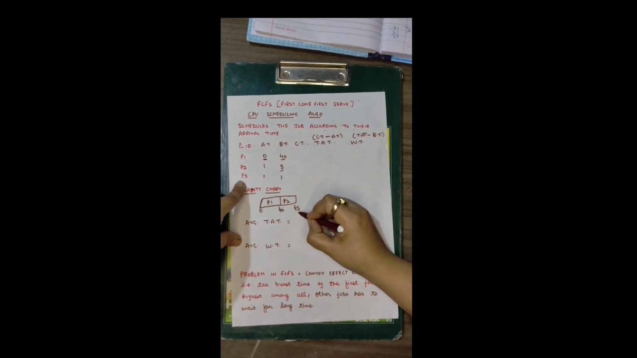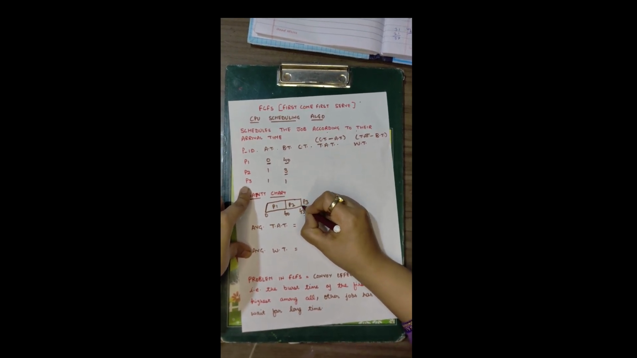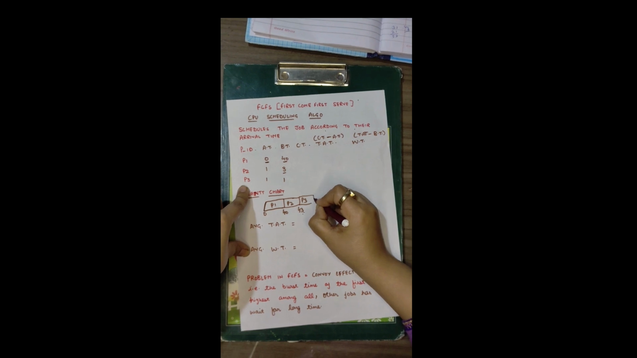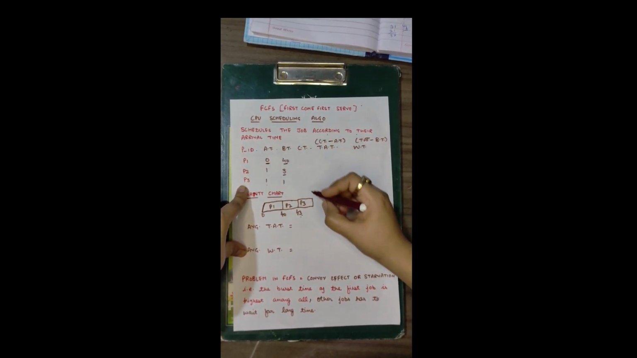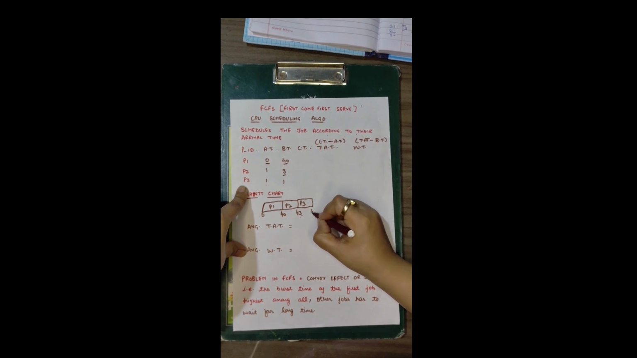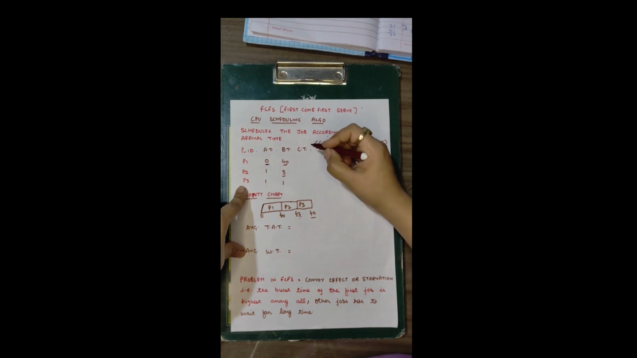At time interval 43, P3 will be allocated with the processor for the next 1 second and the completion time of P3 will be 44. Let us write the completion time.